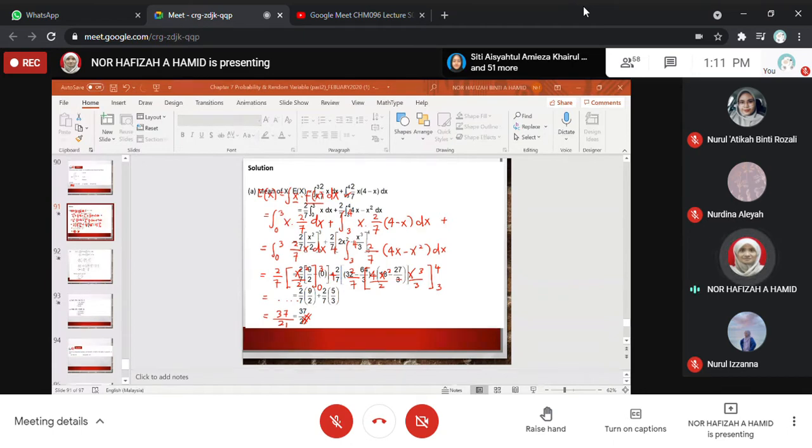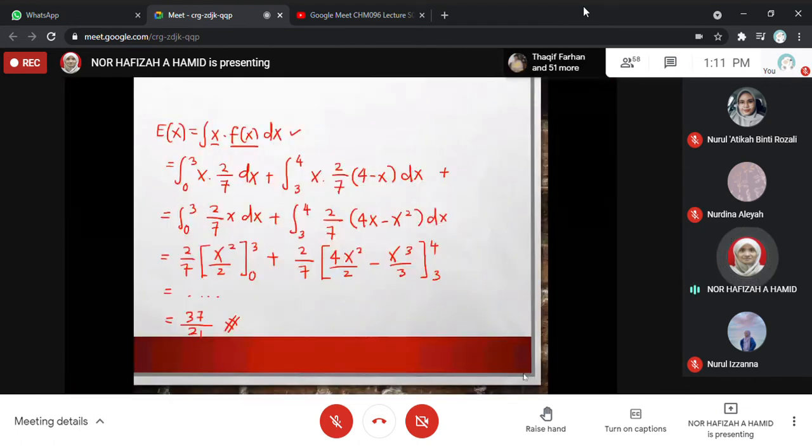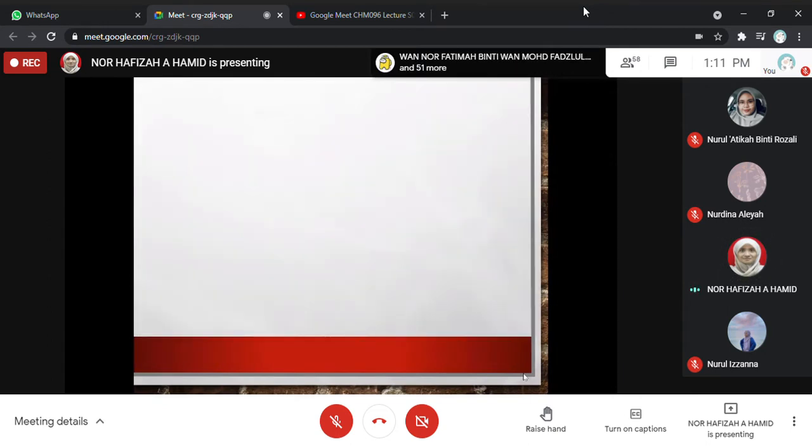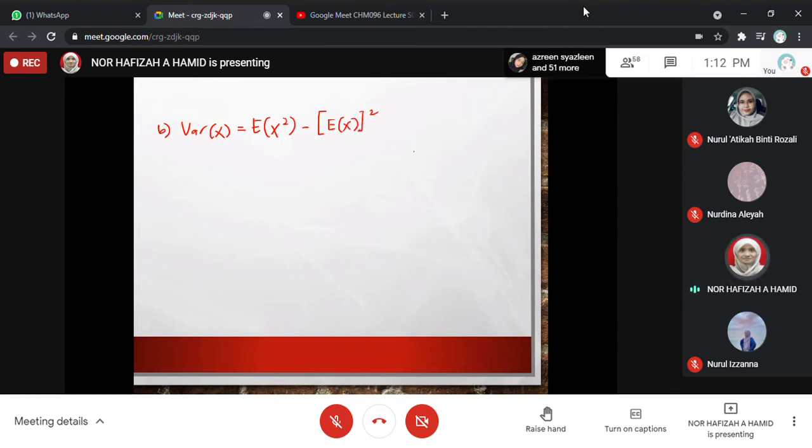Okay, next for B. For B we need to find the variance. So you refer back to the formula for variance. Variance is equal to EX square minus with the EX, all squared. You need to square. EX you already calculated in A. So you need to find EX square.